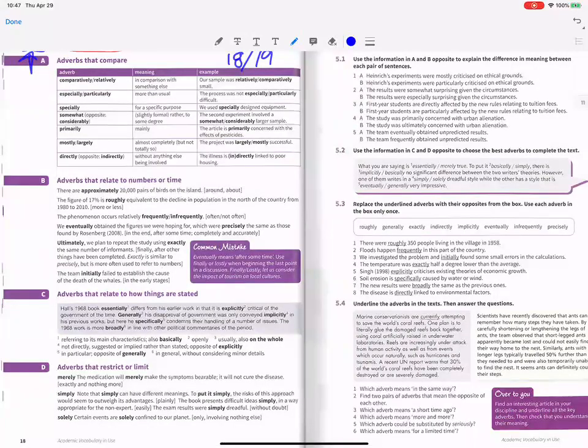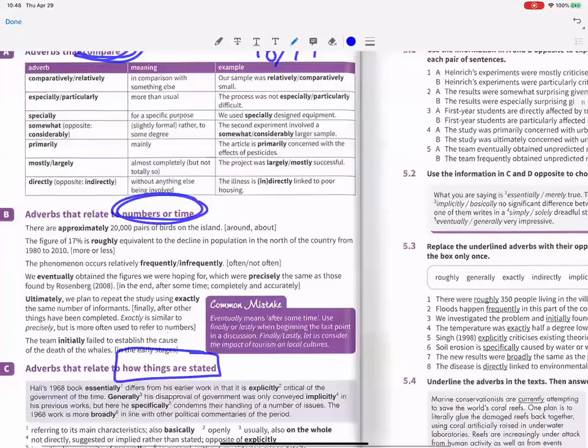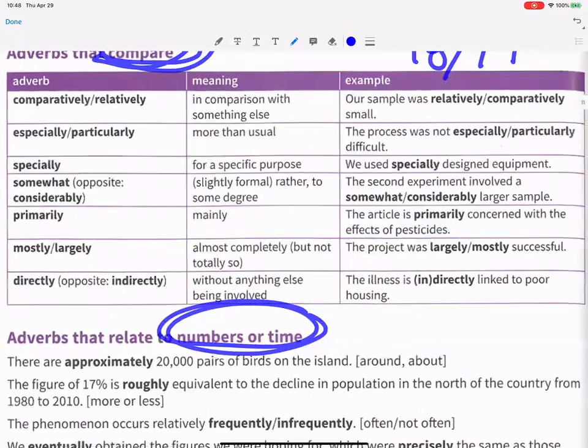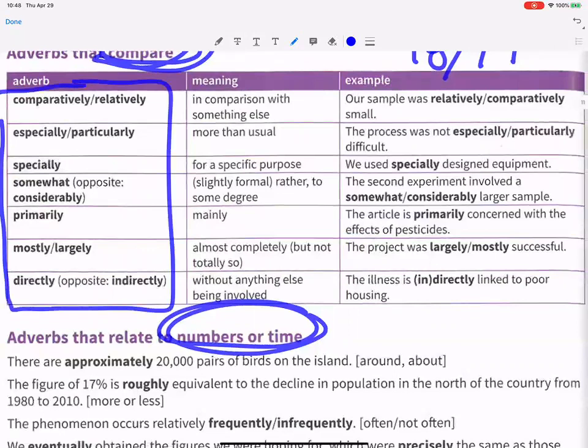Okay, guys, we have lots of different types of adverbs. There are many kinds. We will focus on four types: comparing adverbs, numbers and time, how things are stated, and restricting or limiting adverbs. These are the most common types in an academic context. We see here some of these words that you have probably seen in texts or speeches. We're just going to look at this list.